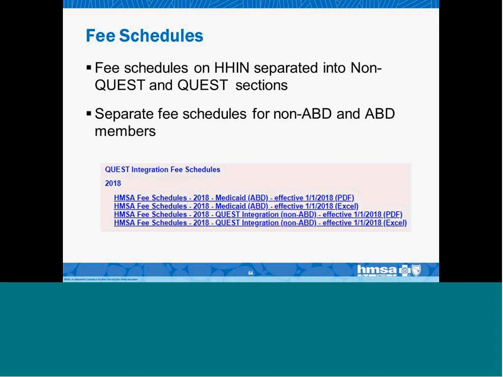And what you have here is just a little snapshot of what the fee schedule looks like once you click on that link in HHIN. So you can see you'll be looking at Quest Integration fee schedules. Look for 2018, and it's separated by Medicaid ABD, and then it says Quest Integration for the non-ABD group.